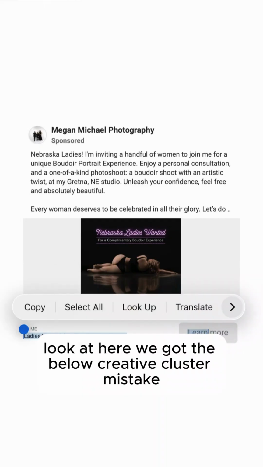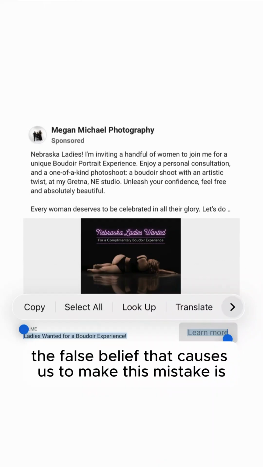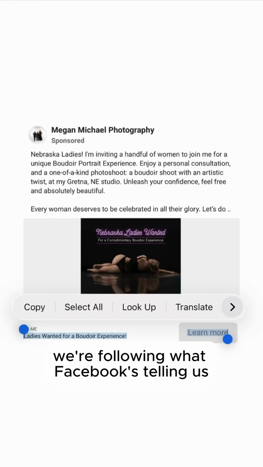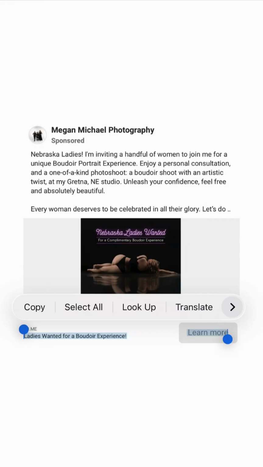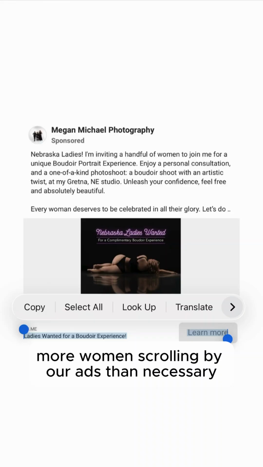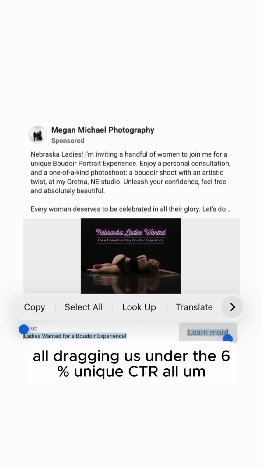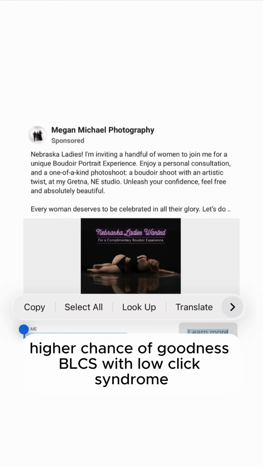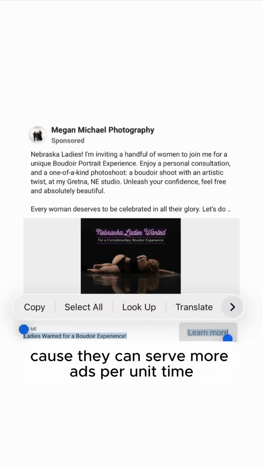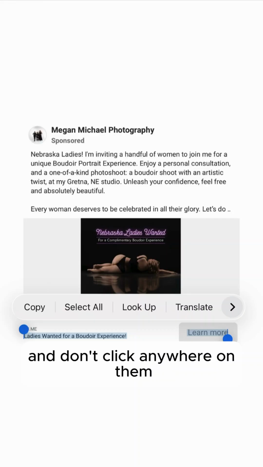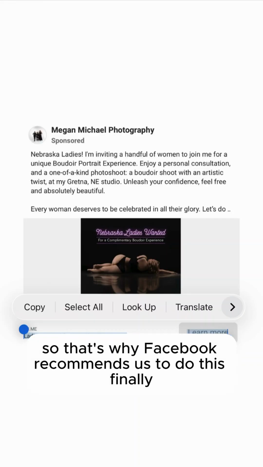All right, so look at here, we got the below creative cluster mistake. The false belief that caused us to make this mistake is we're following what Facebook's telling us when we fill out our ads. That's the big problem. The consequence of this is more women scrolling by our ads than necessary, lowering unique CTRL, dragging us under the 6% unique CTRL, higher chance of giving us BLCS, Boudoir low click syndrome. And on the back end, Facebook actually makes more money because they can serve more ads per unit time, the more women that scroll by our ads and don't click anywhere on them. So that's why Facebook recommends us to do this.